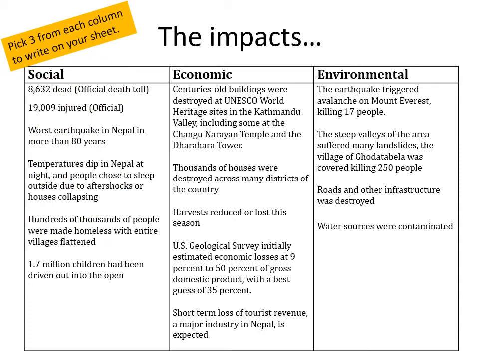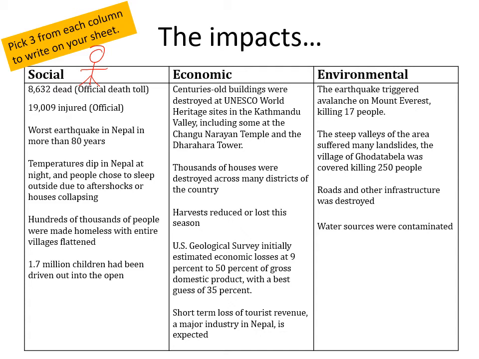There are many impacts popping up on the screen for you here. I'd like you to choose 3 from each column. 3 from social, 3 from economic, and 3 from environmental. Remember, social impacts are anything to do with people. So it might be homes, it might be number of deaths, it might be injuries, it might be hospitals being affected or schools being affected.